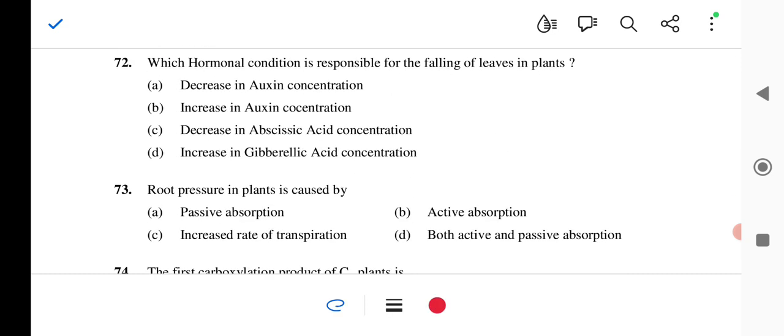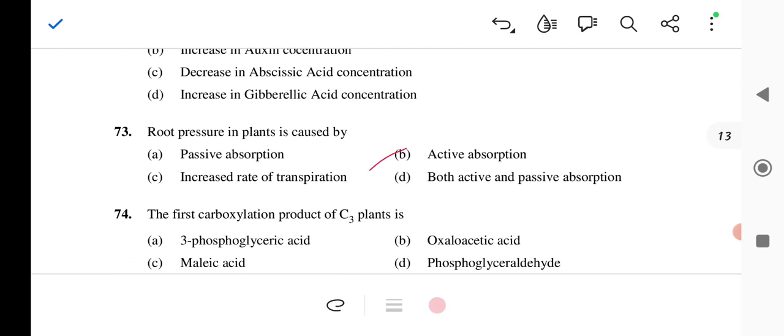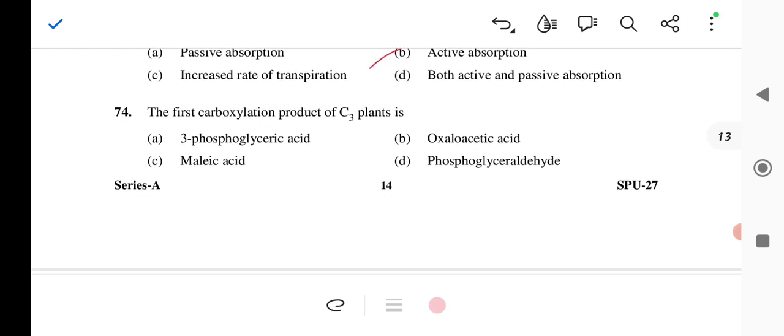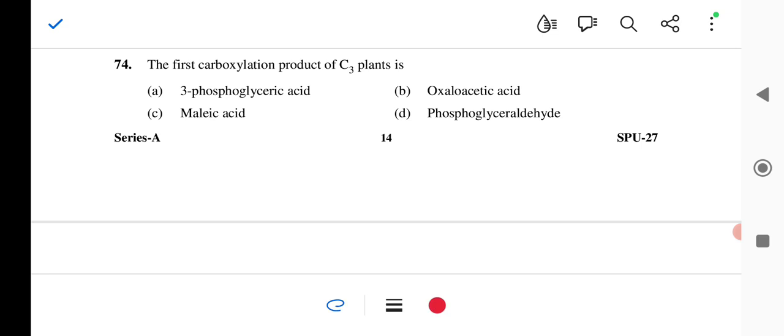Next is, which hormonal condition is responsible for falling of leaves? So decrease in auxin concentration is responsible for falling of leaves, because when auxin decreases, cytokinin increases. Root pressure is caused by active absorption. The first carboxylation product of the C3 cycle is 3-phosphoglyceric acid.